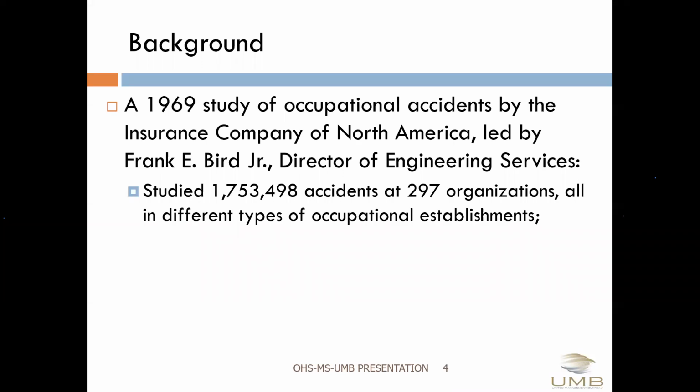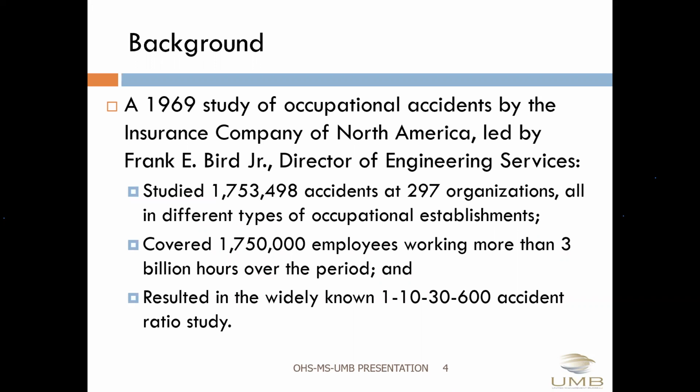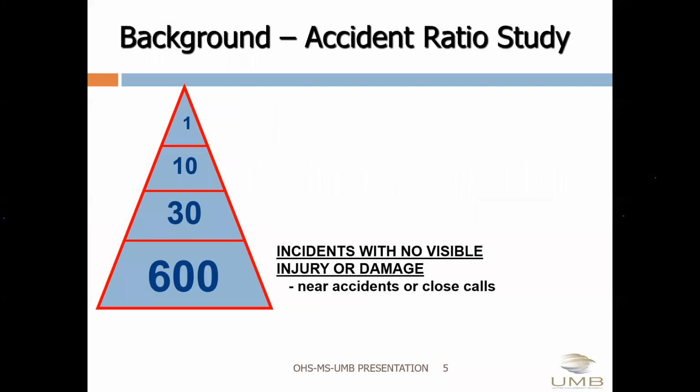In 1969, there was a study in the United States of America of about 1,753,498 accidents at 297 organizations, all in different types of occupational establishments, covering 1,750,000 employees who worked more than 3 billion hours, and they came up with a widely known result, the 1:10:30:600 accident ratio study. So for every 600 incidents with no visible injury or damage, near accidents or close calls, this is what we call when you are faced with an incident but you're not hurt. So there is no visible injury or damage. It was about to happen, but you were saved. That's what we call a near miss, near accident or close call.